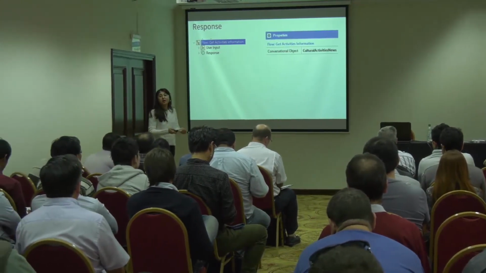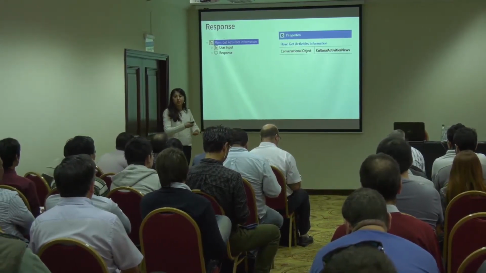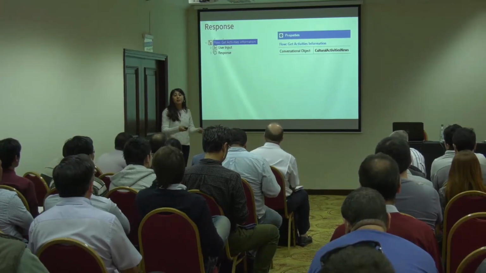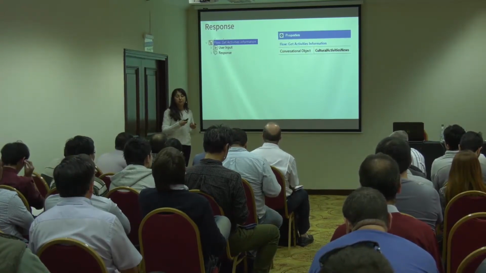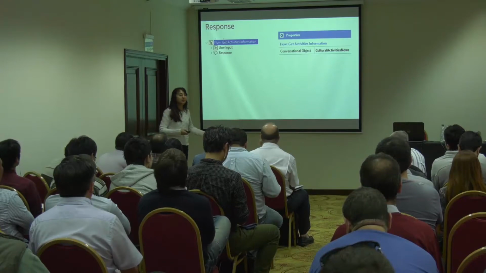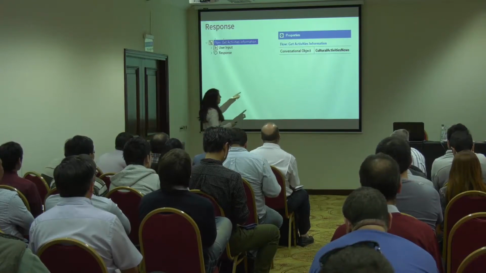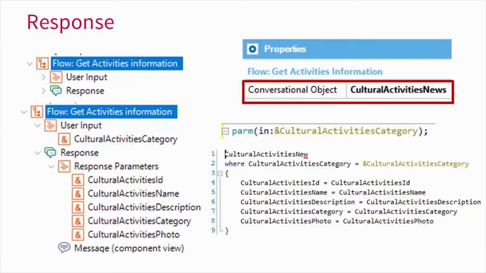So, as I was saying, what will happen with the response? I know what the user wants. I'm going to look for a response, and I'm going to execute, well, actually it's done automatically, an object that is indicated in the property conversational object. In this case, we have a data provider which is going to receive as parameters the type of activity that the user wants to enjoy, and I'm going to look for all of the activities under that value.